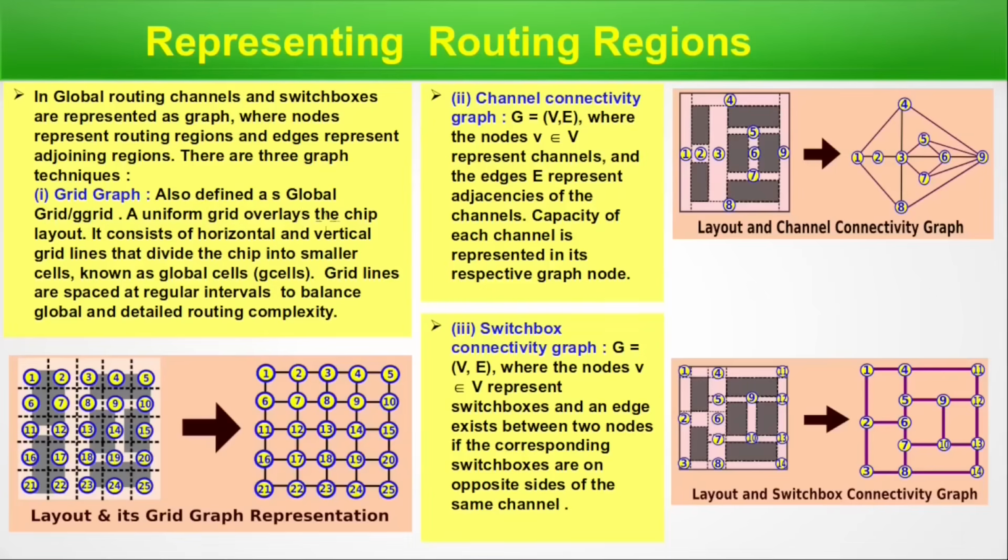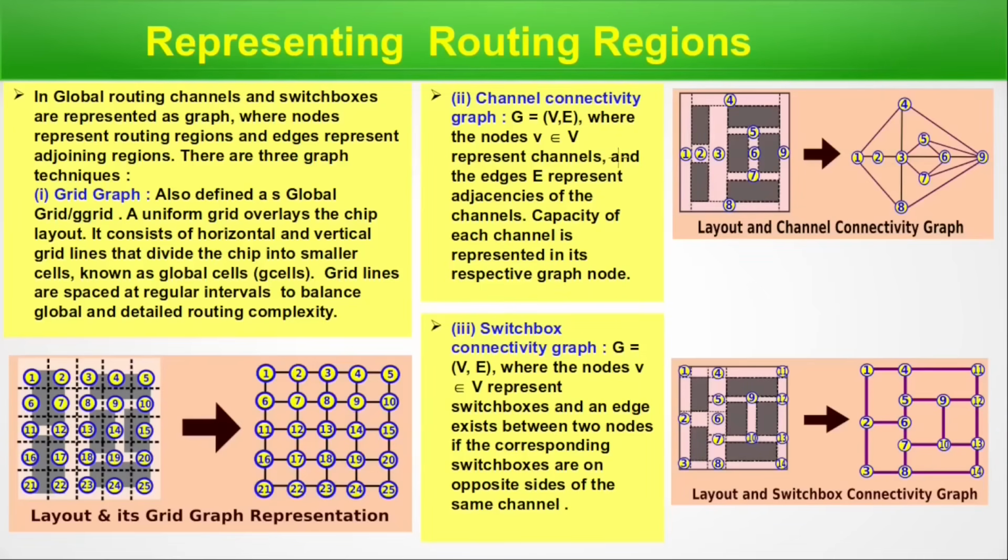A uniform grid overlays the chip layout. It consists of horizontal and vertical grid lines that divide the chip into smaller cells known as global cells, and grid lines are fixed at regular intervals to balance global and detailed routing complexity. That is the grid graph. Second is the channel connectivity graph. A graph that is a function of V and E, where nodes V belonging to capital V represent channels and the edges E represent adjacencies of the channels. The capacity of each channel is represented in its respective graph node.